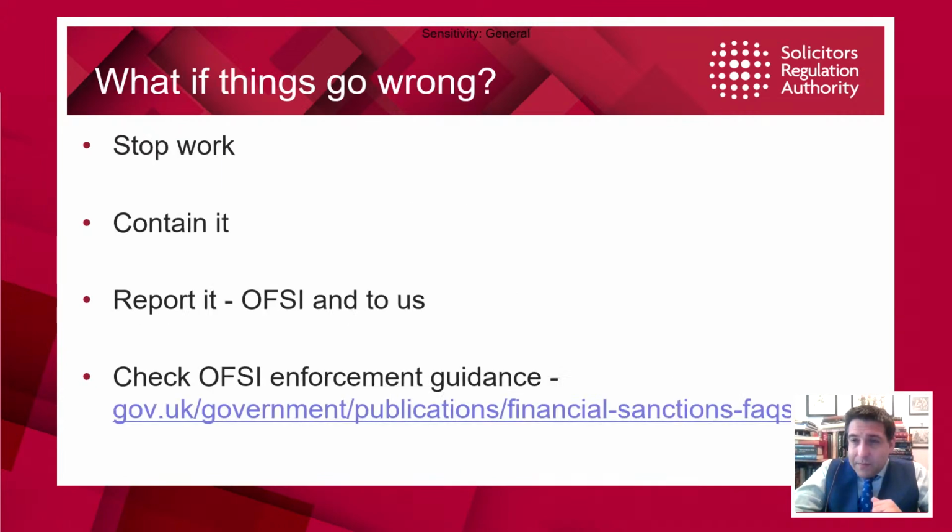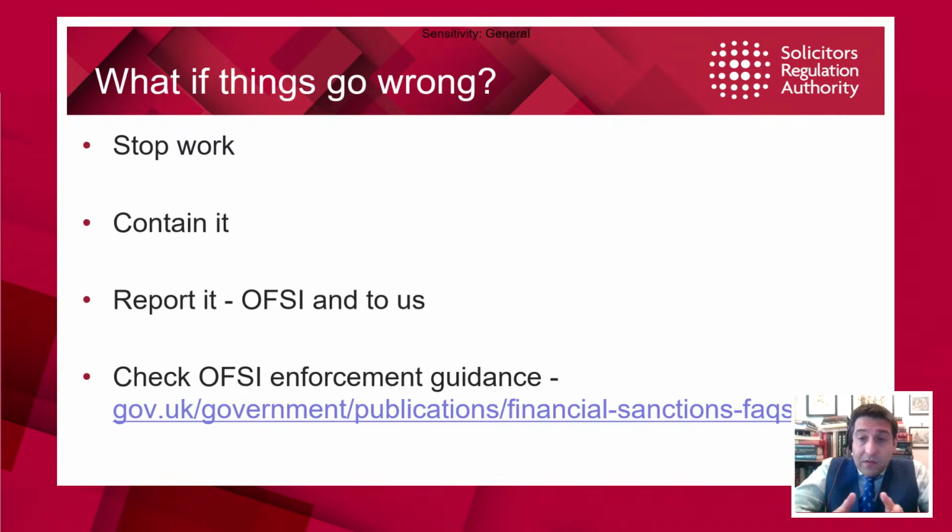Okay, moving onwards, please. Now, what if things go wrong? Well, there are three particular points here: stop, contain, report. So if you find yourself in a situation where suddenly you've carried out some work and then it appears that the person you've been acting for was designated, just stop. Make sure that you don't do anything that might breach the sanctions regime further, or that might cause you to be receiving funds from a sanctioned person or indeed transmitting them onwards. Just stop everything, take stock, gather the information.